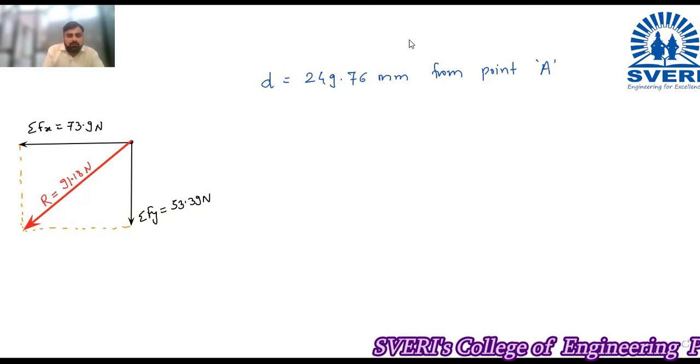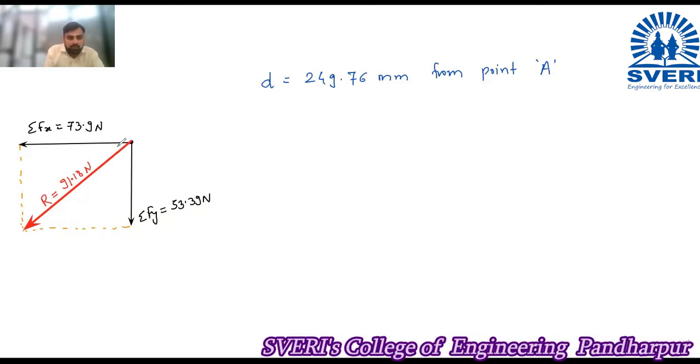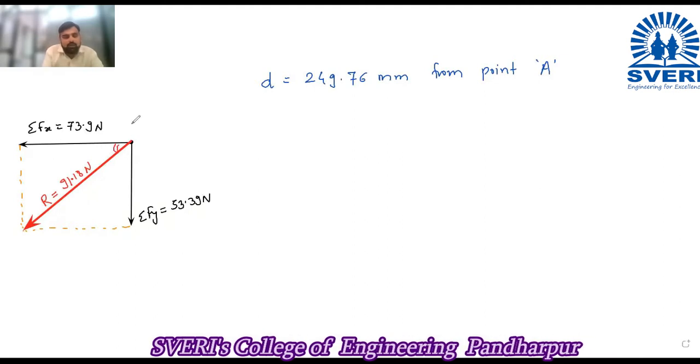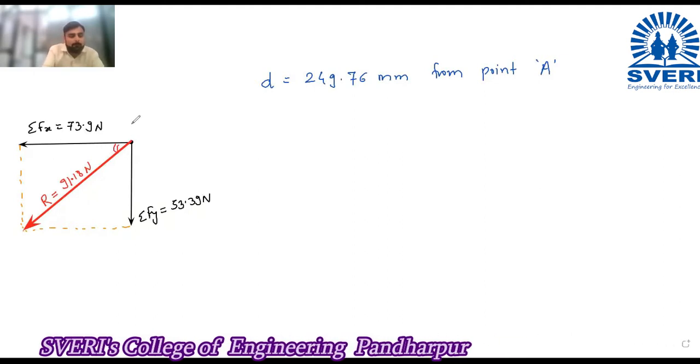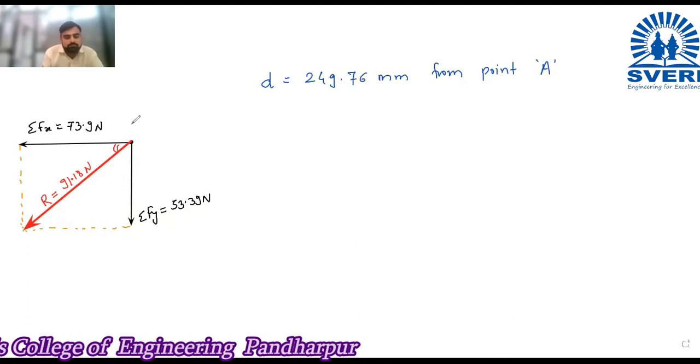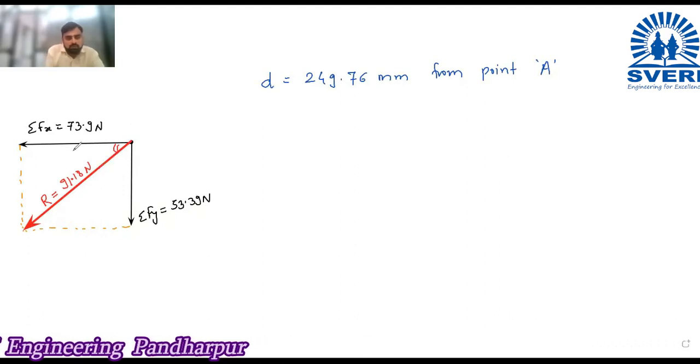And our angle alpha is this angle with the horizontal, and this angle we have calculated. What was the value of alpha? 53.83.